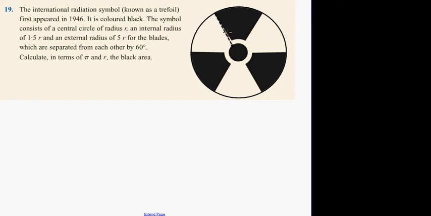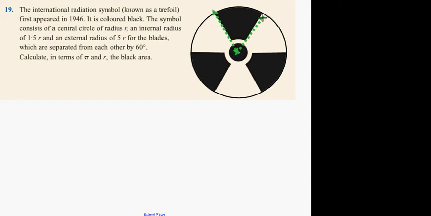Okay, so the international radiation symbol here, we've got to calculate the black area of the signal. So what I'm going to do is start in the middle and draw a circle going around the big circle here. Now each section, you can also segment each section. I'm going to use the green arrows here. Each thing, it's like 6 equal parts, isn't it?